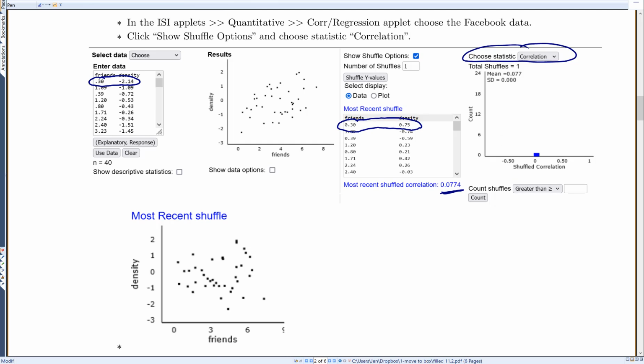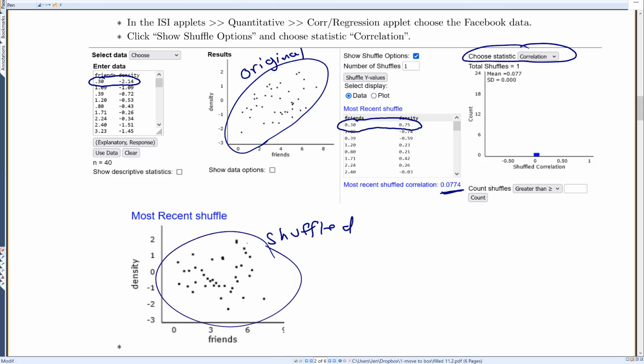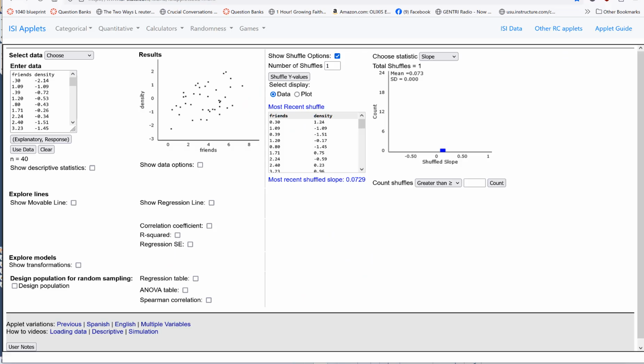And then I put the plot of the most recent shuffle here so you can compare. Our original data looked like this. It definitely has a form. But my shuffled data kind of just looks like a big oval. I can't really tell what it looks like. It seems pretty random. My correlation looks like it's pretty close to 0, specifically 0.0774. So let's go back and look at what we got this time.